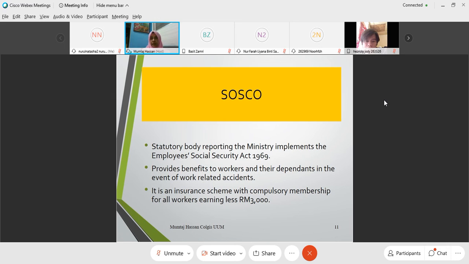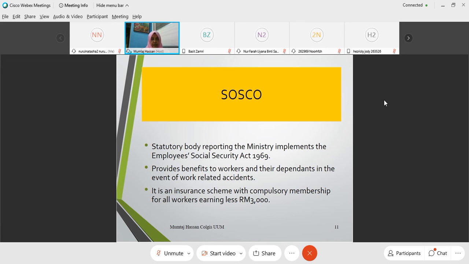Okay, then we have SOCSO. I already explained that SOCSO is under the ESA, Employees Social Security Act. It provides benefits to employees and also the dependents. Dependent means tanggungan, in case of accident. I'm sorry, the scheme now is for those who are earning less than 4,000. This has been increased to 4,000 already. So either you amend or you take note of this. So now it protects those who are earning less than 4,000.